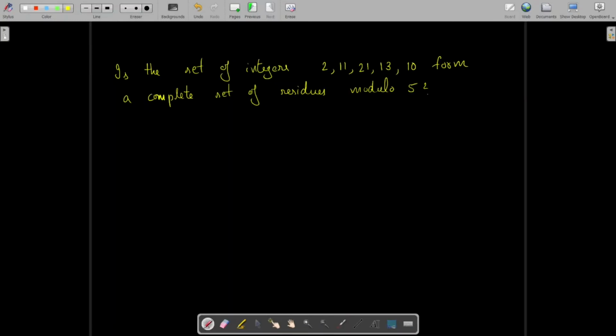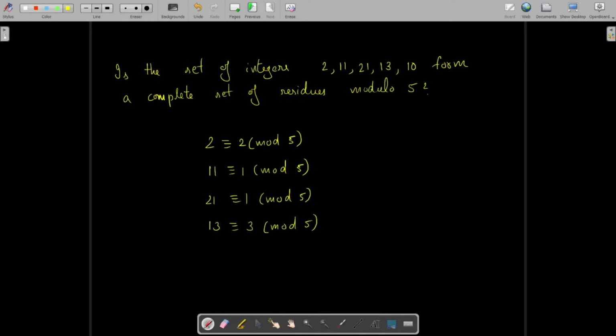Is the set of integers 2, 11, 21, 13, 10 a complete set of residues modulo 5? Let us check. Actually, 2 is congruent to 2 mod 5 because 2 minus 2 equal to 0, which can be considered as a multiple of 5. Now 11 is congruent to 1 mod 5 because 11 minus 1 is 10, which is a multiple of 5. 21 is congruent to again 1 mod 5 because 21 minus 1 is 20, a multiple of 5. 13 is congruent to 3 mod 5 and 10 is congruent to 0 mod 5.